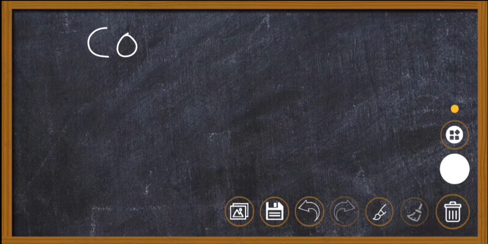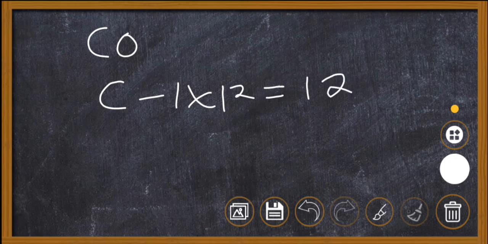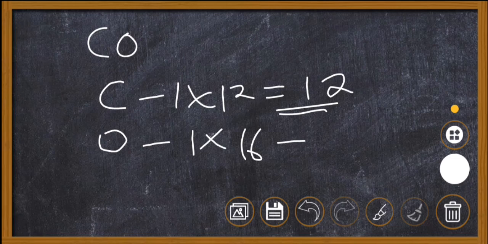Okay, so in this case, for the carbon, of course we only have 1 here, so it's 1 multiplied by 12, and of course we are going to have what? 12. Okay, and then when we look at oxygen, it's also 1, so we are going to multiply it with what? 16. So we are going to have 16, and of course this is the answer.